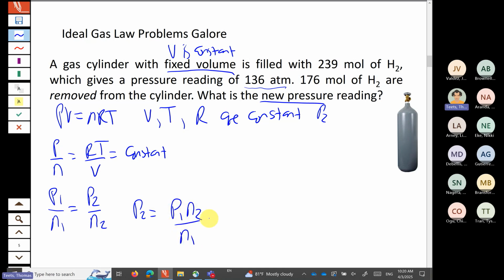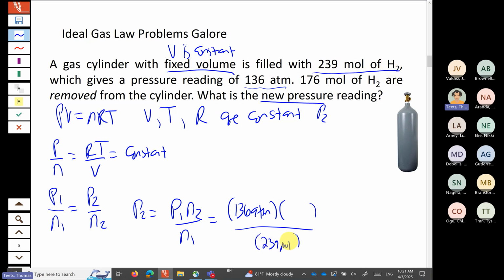Mathematically, this isn't too bad, but one of the reasons that I wanted to give you this problem is to make sure we understand what exactly we mean by number of moles here. In this problem, the initial pressure is 136 atmospheres, so we're going to put that in directly. But then we need the two values for the number of moles. n1, the initial number of moles, is given to us directly, 239. So that's going to go down here. We don't have to change anything there.